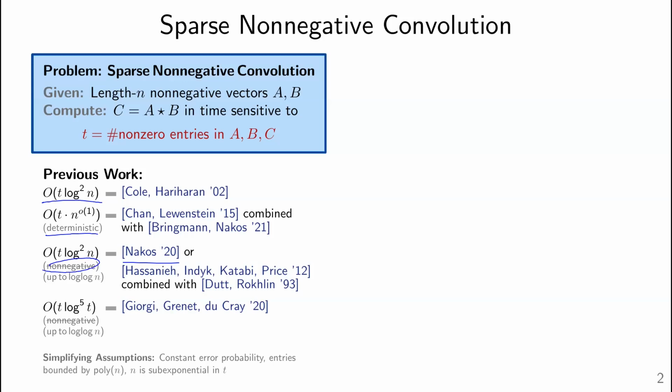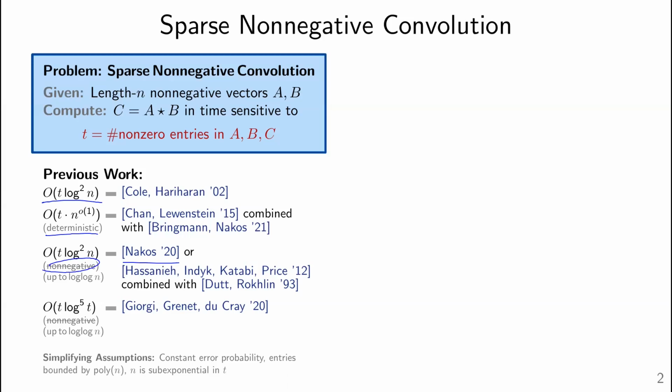Okay, let me just quickly mention that in order to compare all these algorithms and also our results, I'm here imposing the simplifying assumptions that we only care about constant error randomized algorithms, that the entries of all the vectors are bounded by poly n, and that the length n of the vectors is not too large in comparison to the sparsity t.